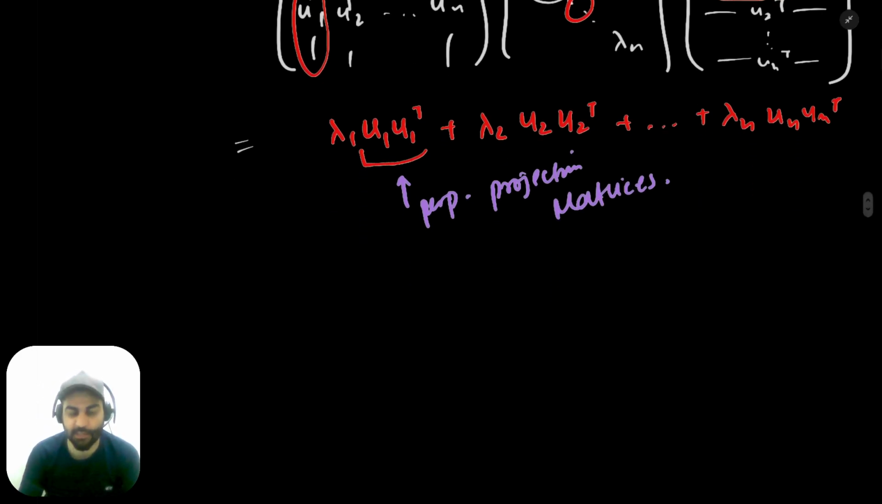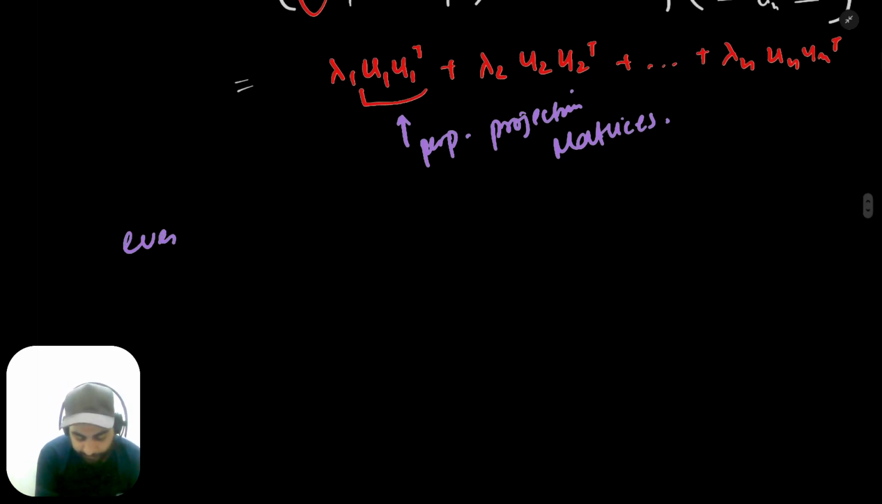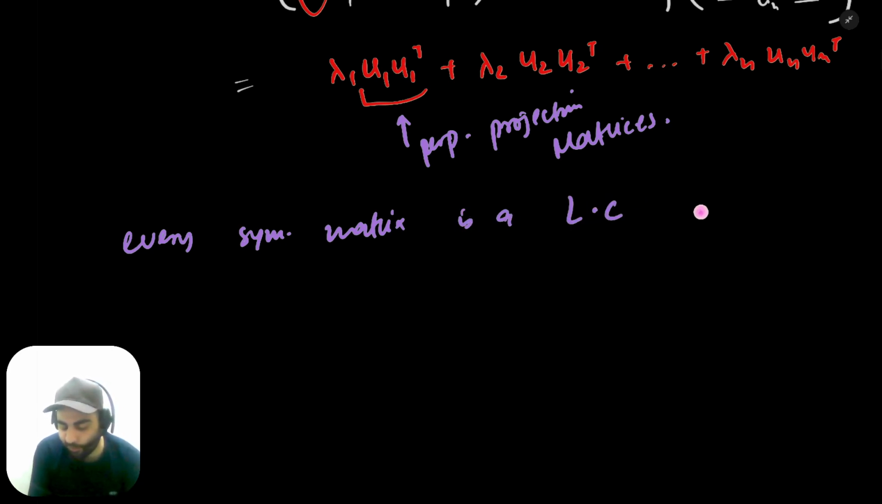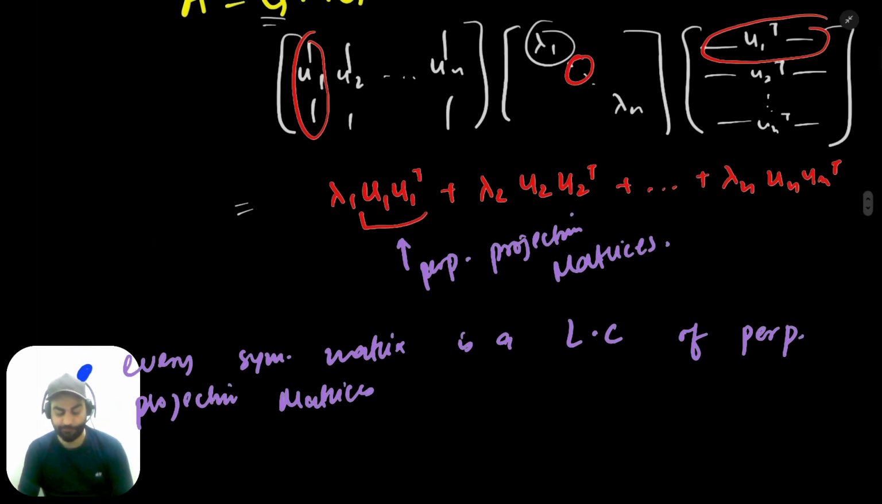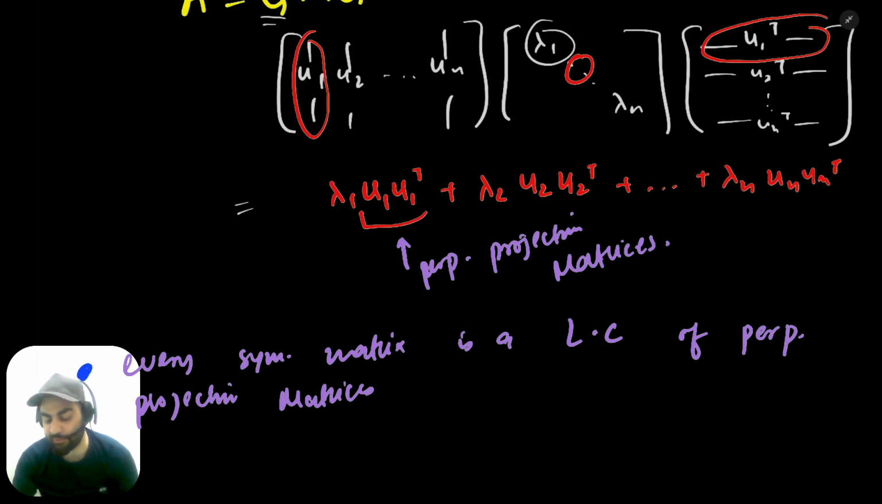Okay, so these are the things. So what I can write is, every symmetric matrix is a linear combination of perpendicular projection matrices. This is what I can claim. I just expanded the equation and I showed you that. This is what I wanted to show before going into those positive definite matrices.